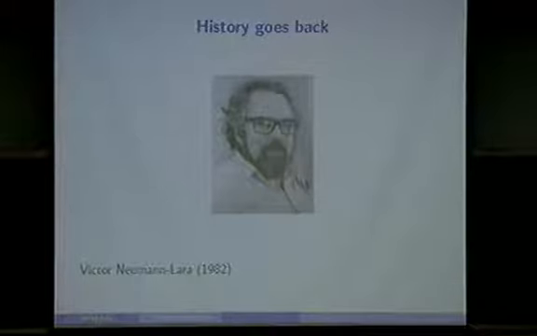So Neumann-Lara was a founder of a graph theory school in Mexico. He's dead now, but he was the father of graph theory in Mexico. And he introduced it in 1982. He had the first paper called the dichromatic number of a graph, and subsequently a number of papers in this area.